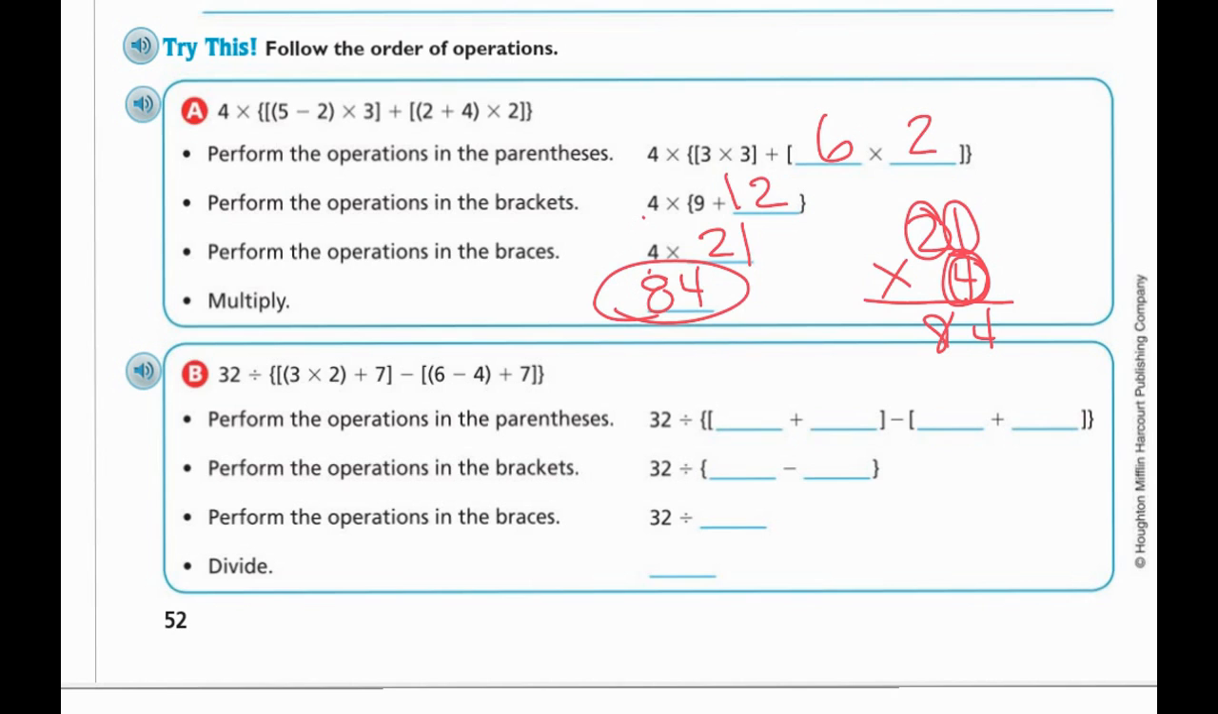Perform the operations in the parentheses first. So right here I have 32, and 32. I kept it the same, divided and divided. I have my braces, I have my bracket. So now I'm going to do what's inside it.